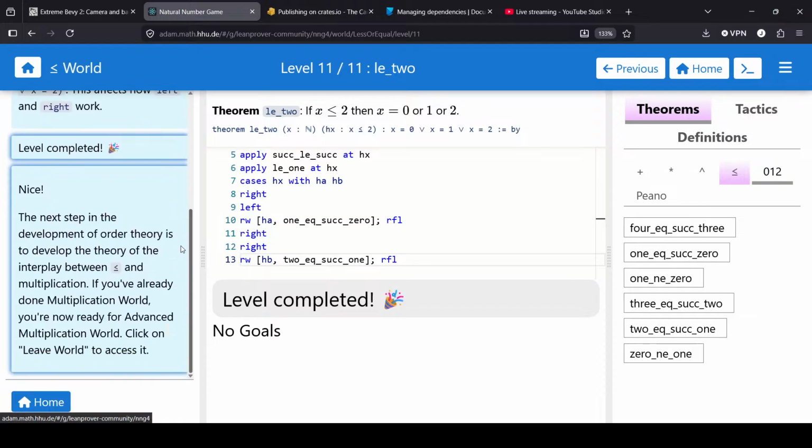This world took forever. Holy moly. That took me almost 3 hours just to do this one world. Nice. The next step in the development of order theory is to develop the theory of the interplay between less than or equals and multiplication. If you've already done multiplication world, you're now ready for advanced multiplication world. Alright.